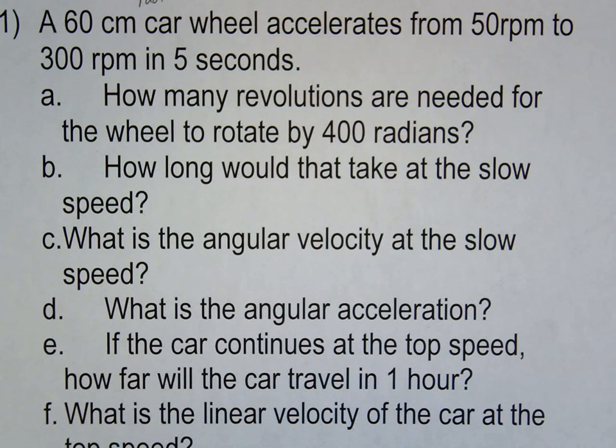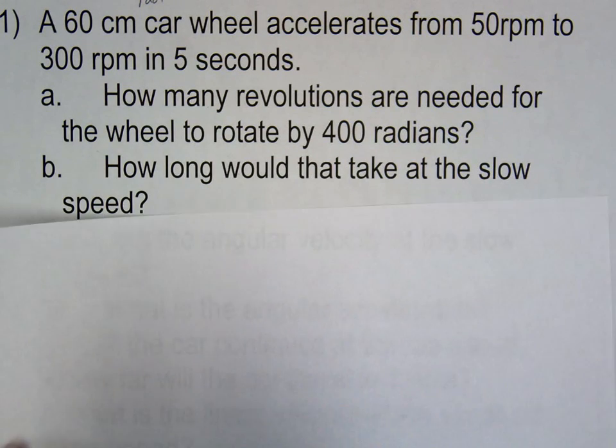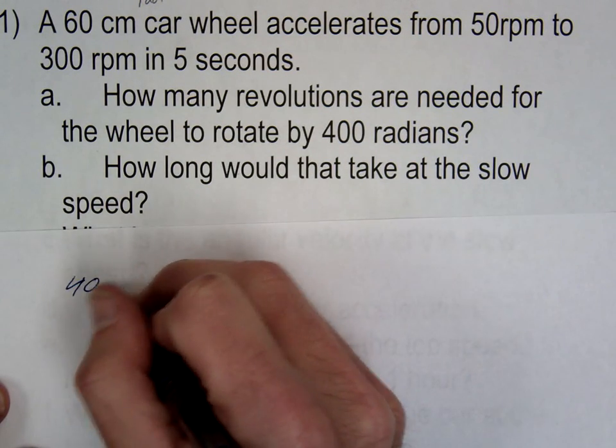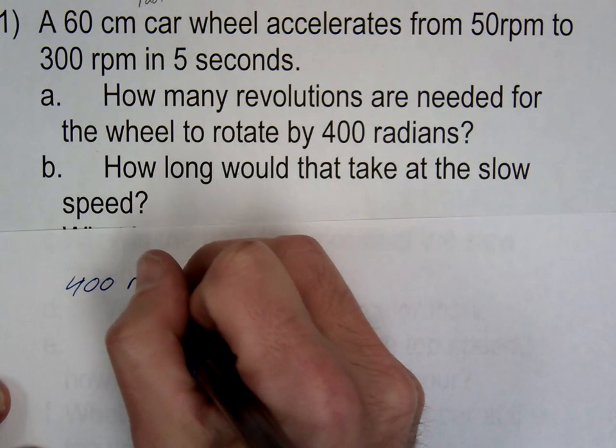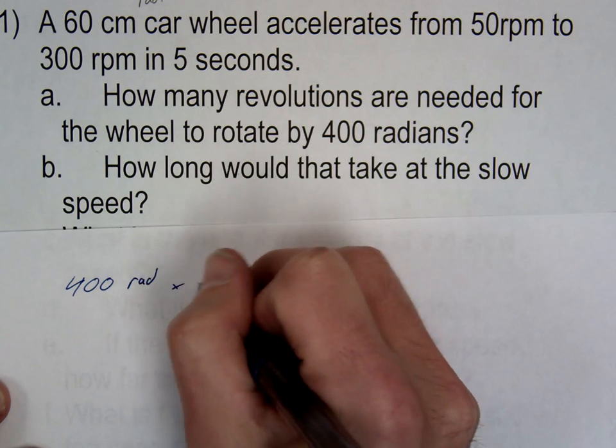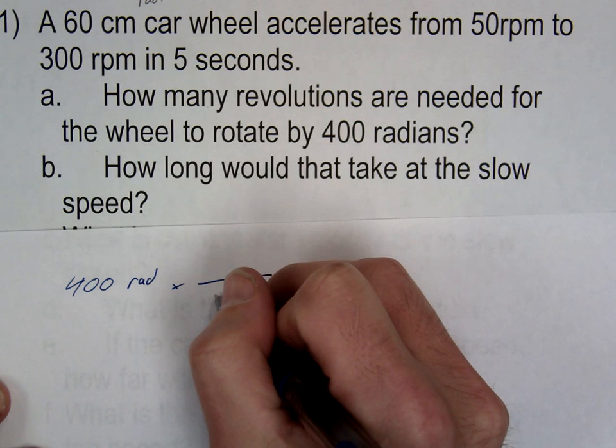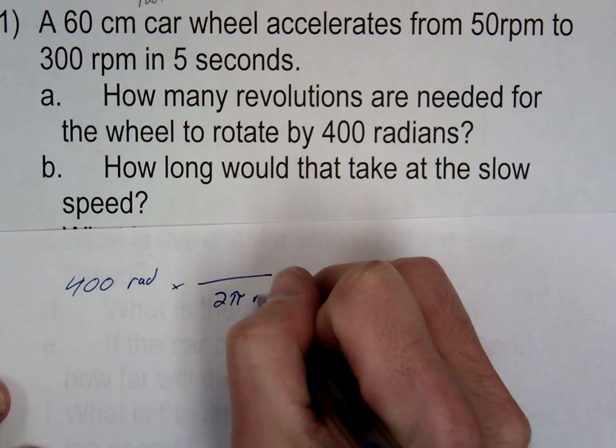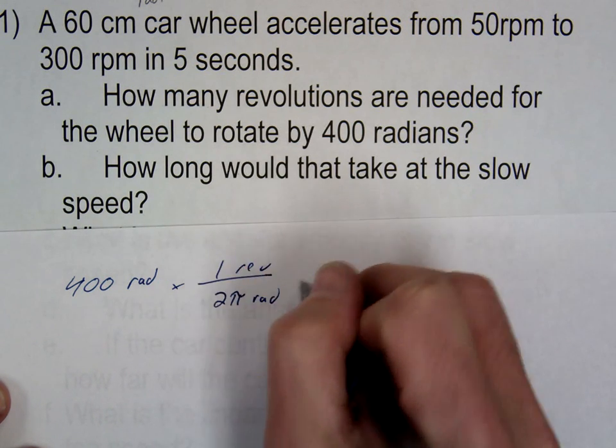So the first question is, how many revolutions are needed to rotate by 400 radians? Well, what do we know? For one revolution is how many radians? 2 pi, right? So the angle that's swept out in one revolution is 2 pi. So if we know that there's 400 radians, and one revolution is 2 pi radians, right, for one revolution.